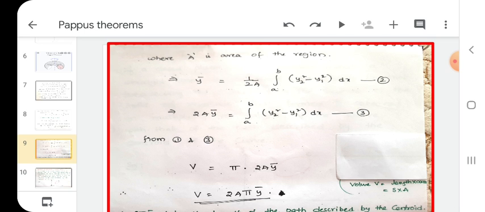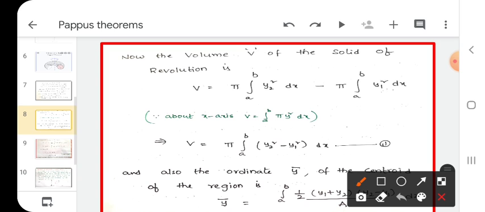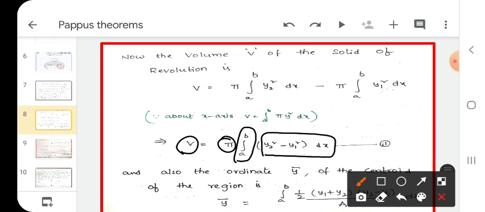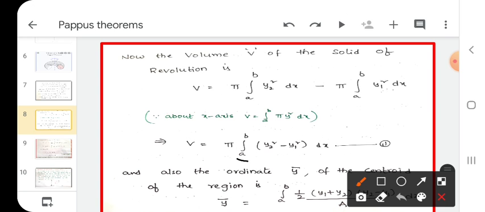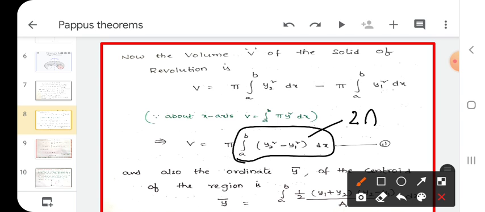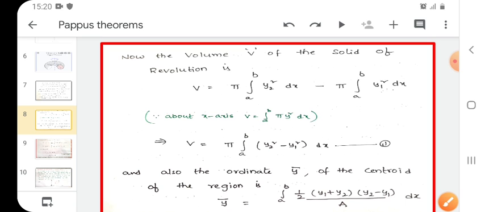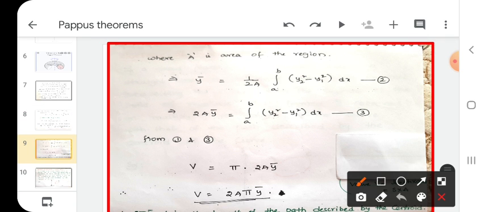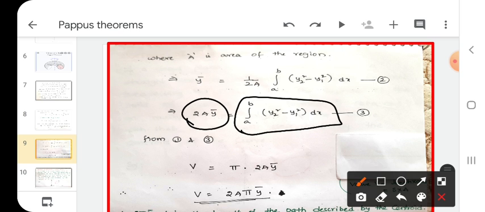Let this be equation number 3. What is equation number 1? V equals pi into the integral from a to b of y2 square minus y1 square dx. But from equation 3, what is this value equal to? 2a y bar. Okay, is it clear? From equation number 3, not pi, only the integral from a to b of y2 square minus y1 square dx is equal to 2a y bar.